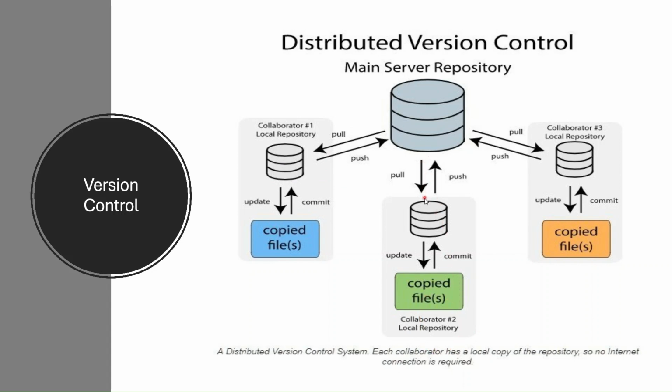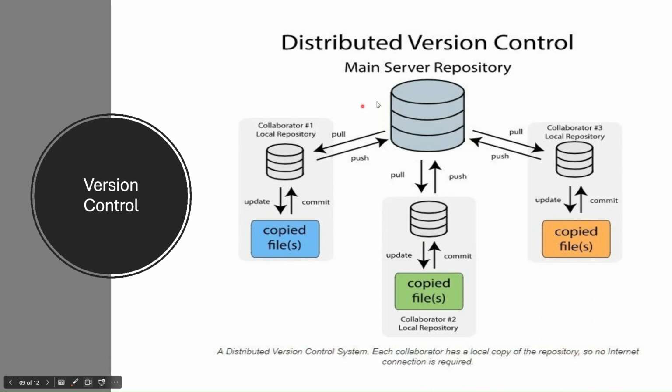Pulls whatever version he wants to update on his own computer. Remember, Git is on the computer, tracking what? Tracking the changes, right? Pushes it back to the repository. Same thing with this person, and that's how it works. Look at what it said here. Each collaborator, so this is explaining a distributed version control system. It says each collaborator has a local copy of the repository on their own laptop. So no internet connection is required.